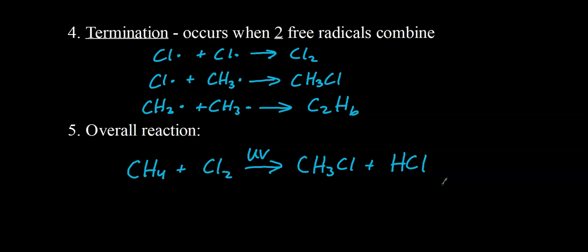Is it possible to get a di or tri or tetra substituted alkane, meaning CH2Cl2 or CHCl3 or CCl4? Absolutely. So this is just one of the possible products for this reaction. And so we'll focus on this now, the monosubstituted product. And so this is overall what happens during the reaction. Again, the key is that this reaction will only occur in UV light.